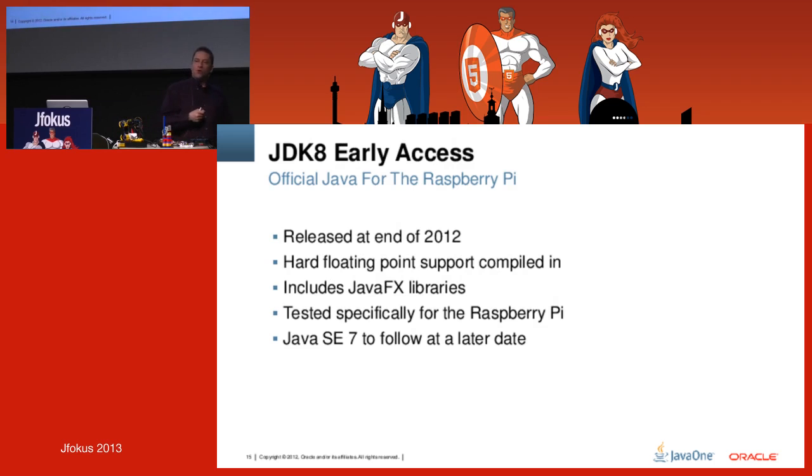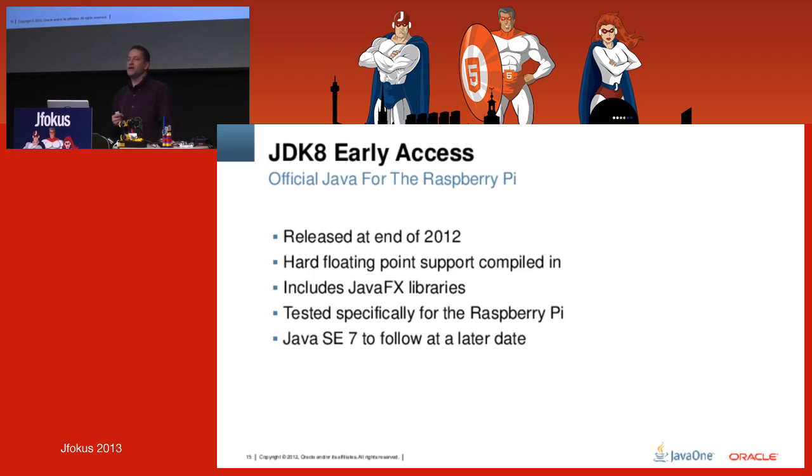What we released was an early access version of JDK 8. And so I have to call it JDK 8 because we haven't defined Java SE and we haven't released Java SE yet. So it's JDK 8 early access. And this is an official release from Oracle, which has been tested on the Raspberry Pi. So we actually got a bunch of Raspberry Pis, we did the development work, and we tested it and made sure that it worked on that particular board with that architecture, with that chip, and so on. It uses the hard floating point capabilities, so the performance is better in terms of doing things like that.